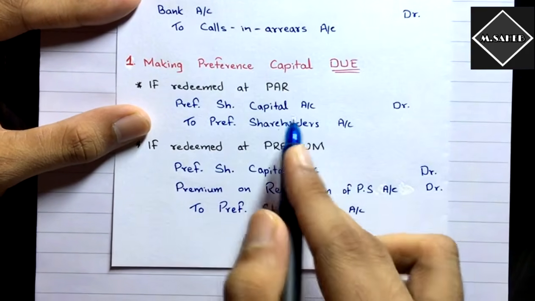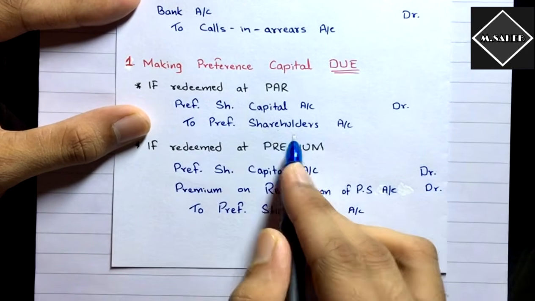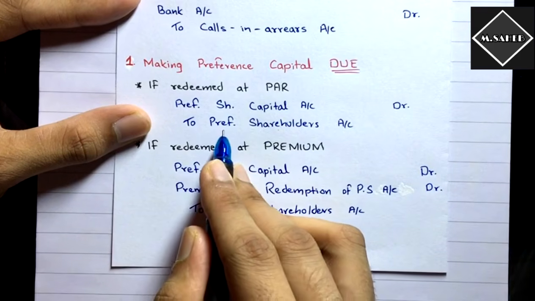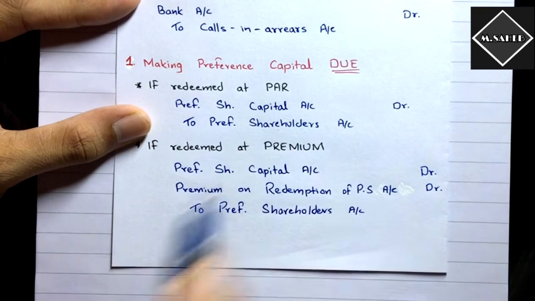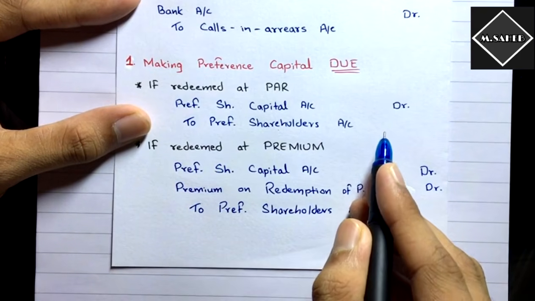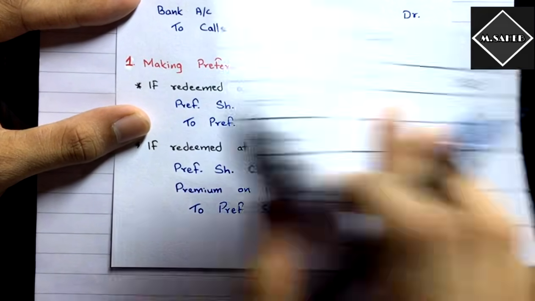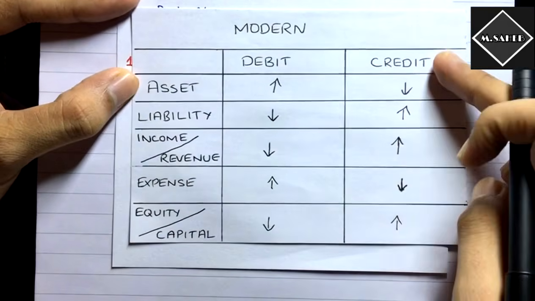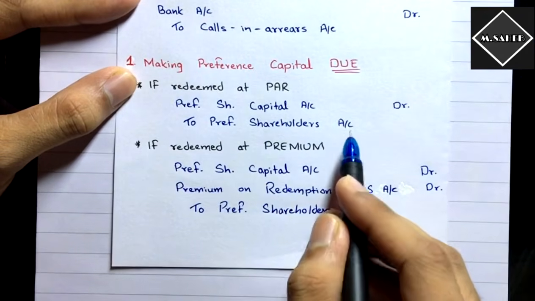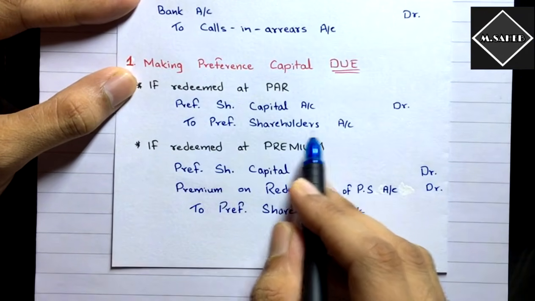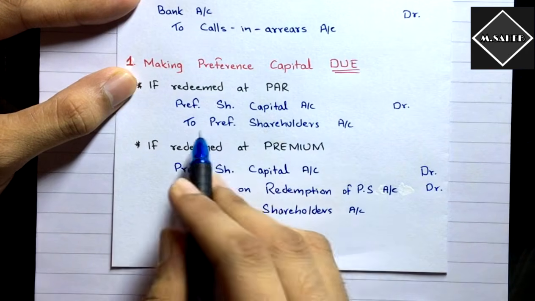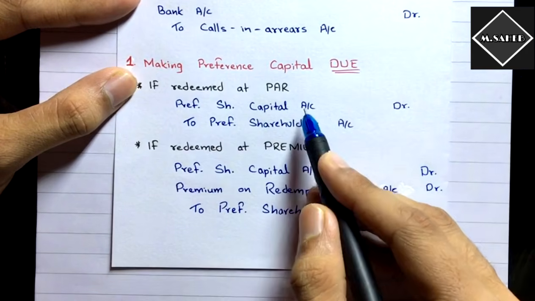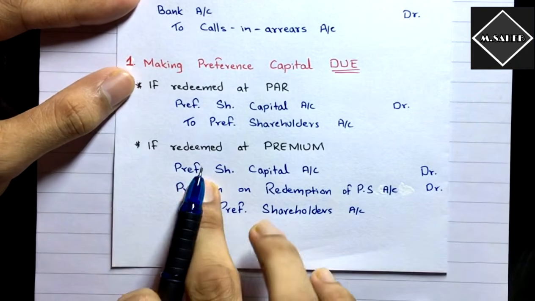Simple. So preference share capital account debit to preference shareholders account. Here you are accepting that you have to pay to whom? To preference shareholders. That is why you are crediting them. The liability of the company is increasing. If liability is increasing, you credit that. So to preference shareholders account. This is a personal account. We are transferring the liability to a personal preference shareholders account. This liability is increasing, credit. Here capital is decreasing, debit. That's it.